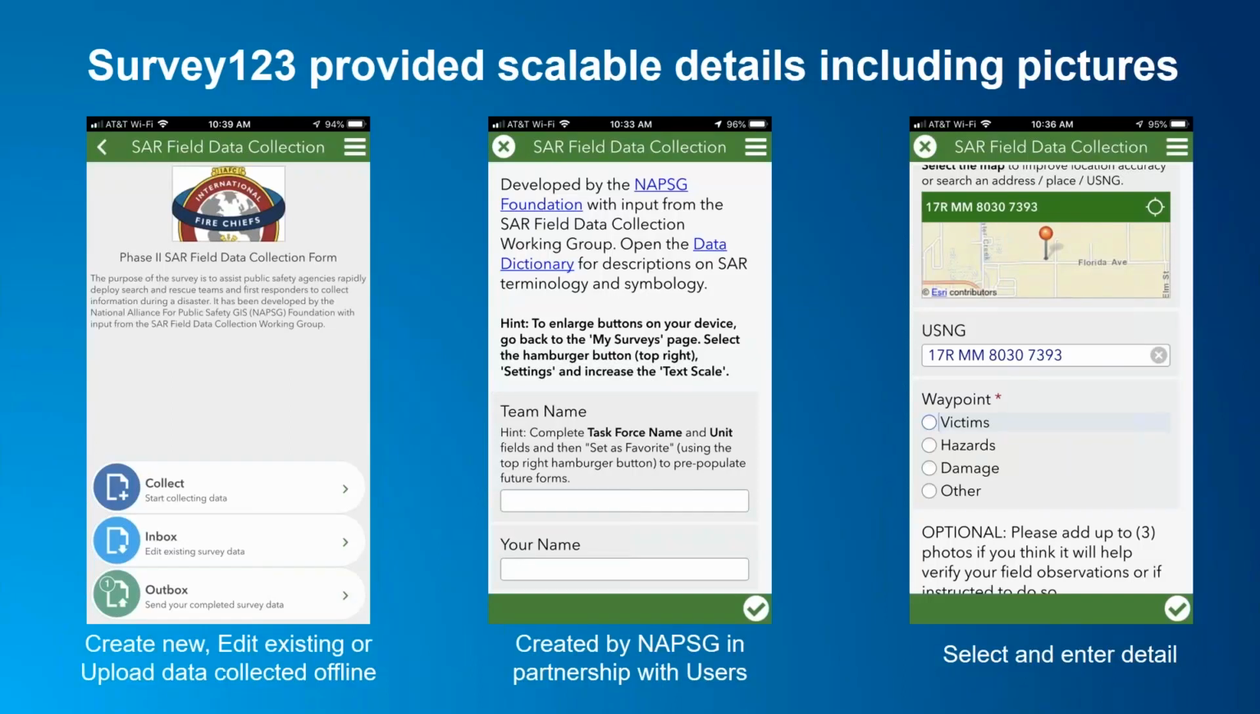So that survey tool that we were using, these are a couple of screenshots from that. It's very easy. You can see on the very left where it says create new, edit existing, or upload data. Those are the things we want to make sure that the teams understand the purpose of. That allows you to save that data in your outbox and then upload it when you get into some areas where you have communications. Otherwise, if you have a live connection, it's just going up every time you use it. It's very simple to use, and again, it has some incredible detail as well as the ability to attach pictures.